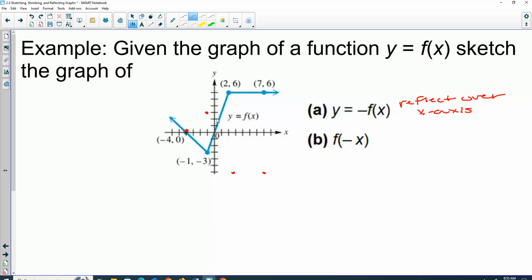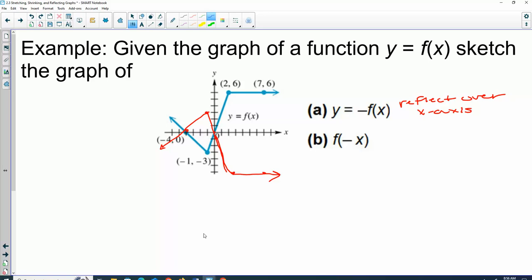Any point on the axis stays. So our graph looks like this. Okay, so if you reflect it over the x, it's just changing all the y signs.